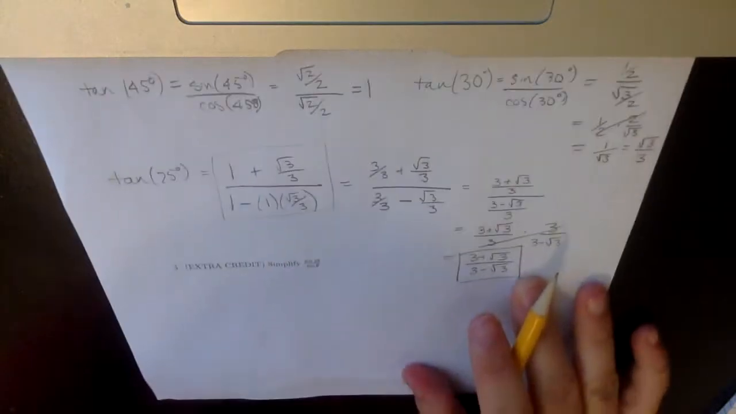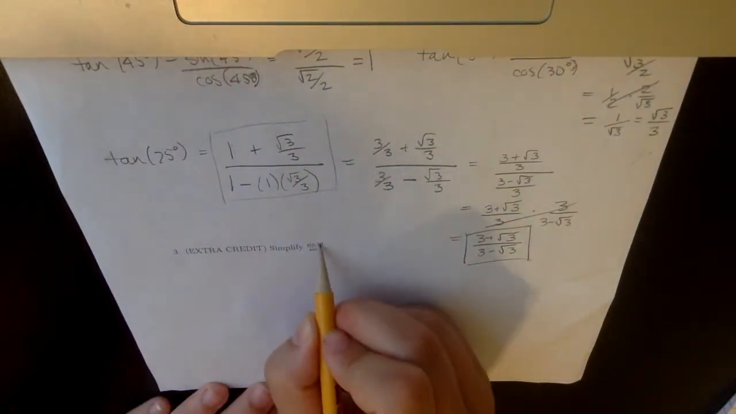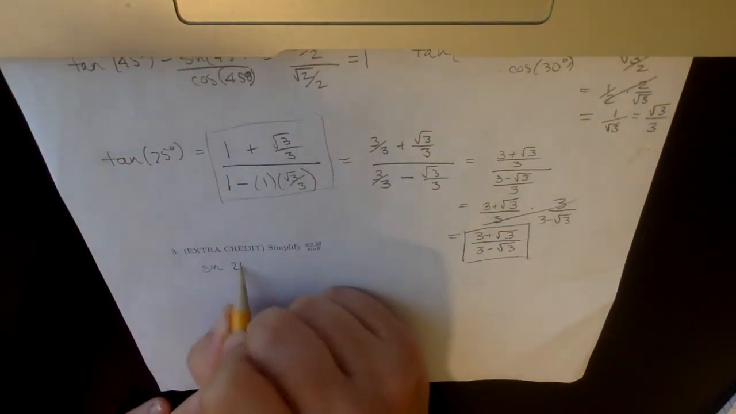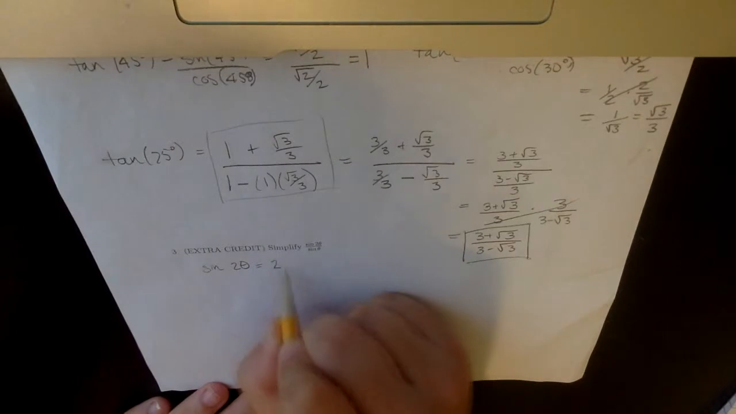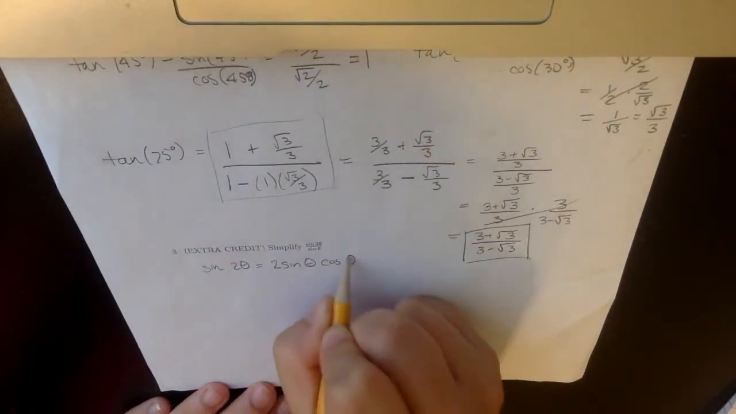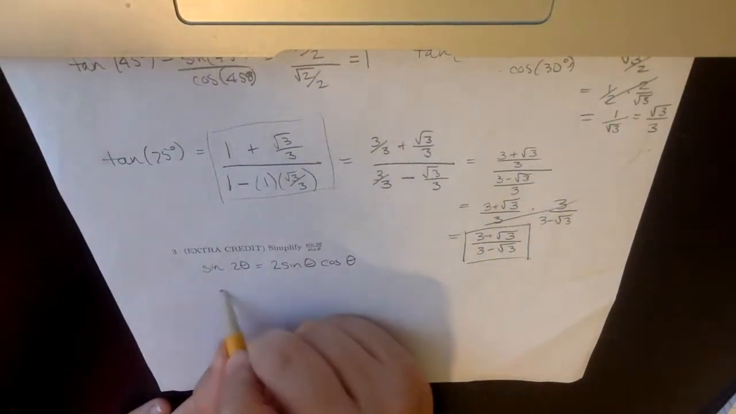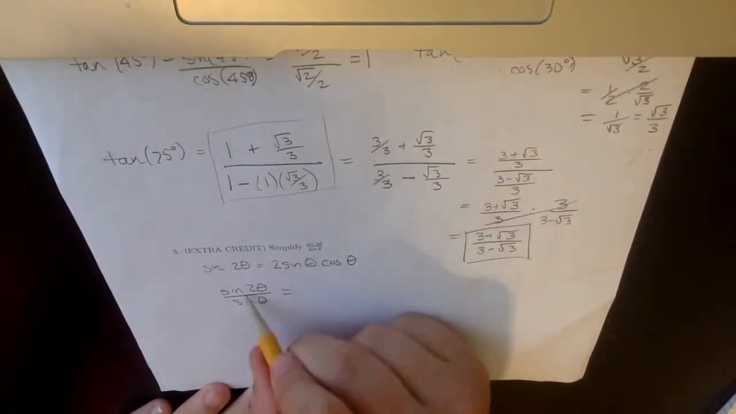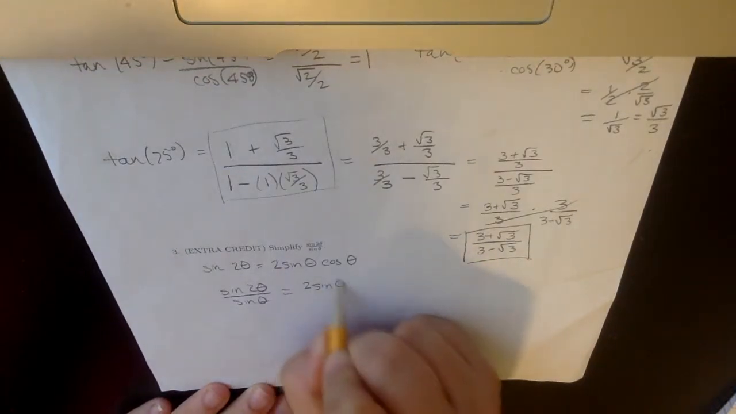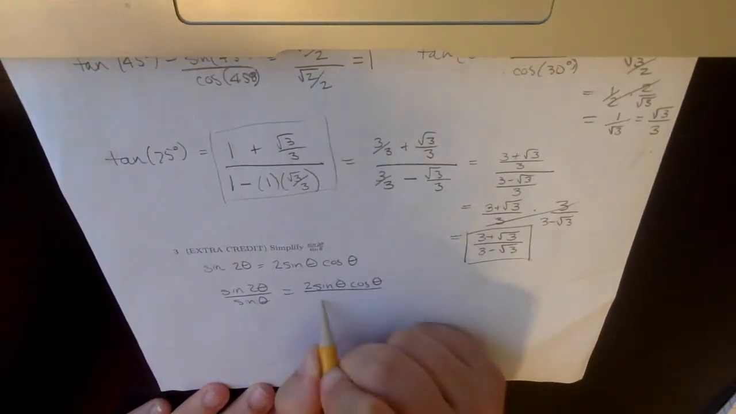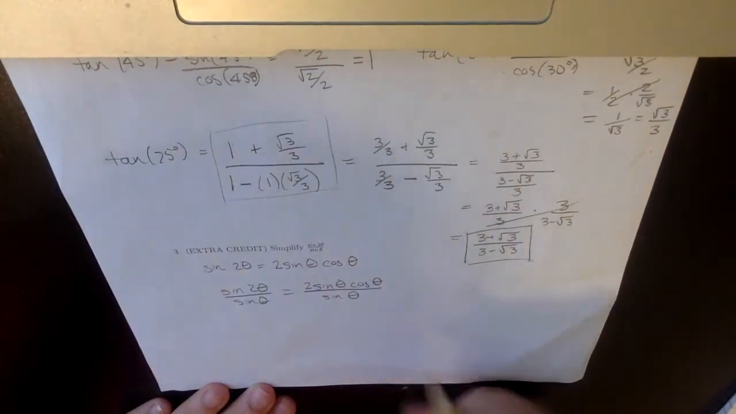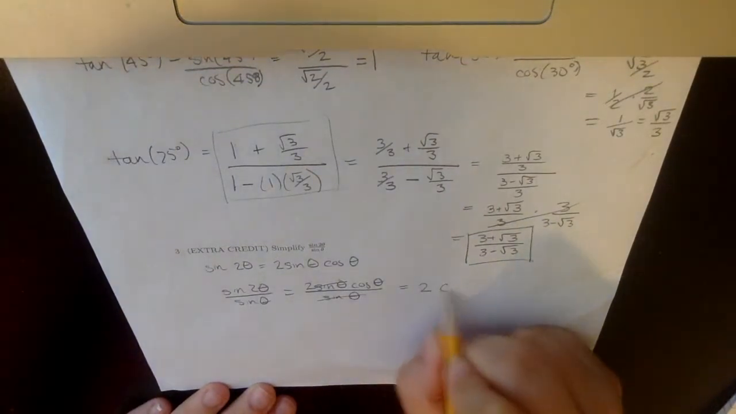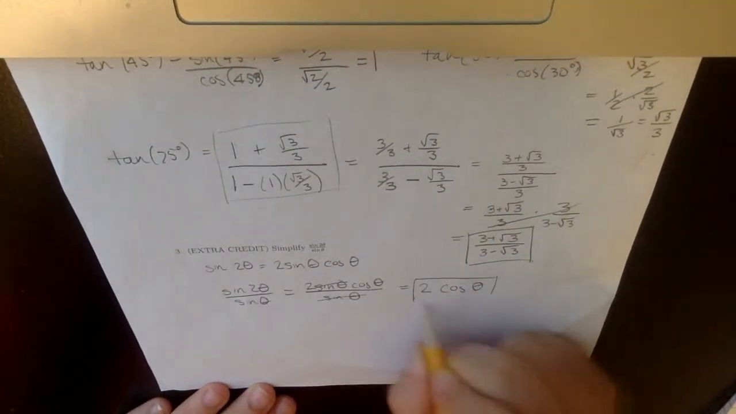Okay, problem 3, which was for extra credit, asks us to simplify sine of 2 theta over sine of theta. Now here we have to remember the double angle formula. Sine of 2 theta is equal to 2 sine of theta cosine of theta. Okay, so then sine of 2 theta over sine of theta is equal to, what's on top is just 2 sine theta cosine theta over sine of theta. Now the sine of theta on the top and bottom cancel, and we're left with only 2 cosine theta. That's our answer.